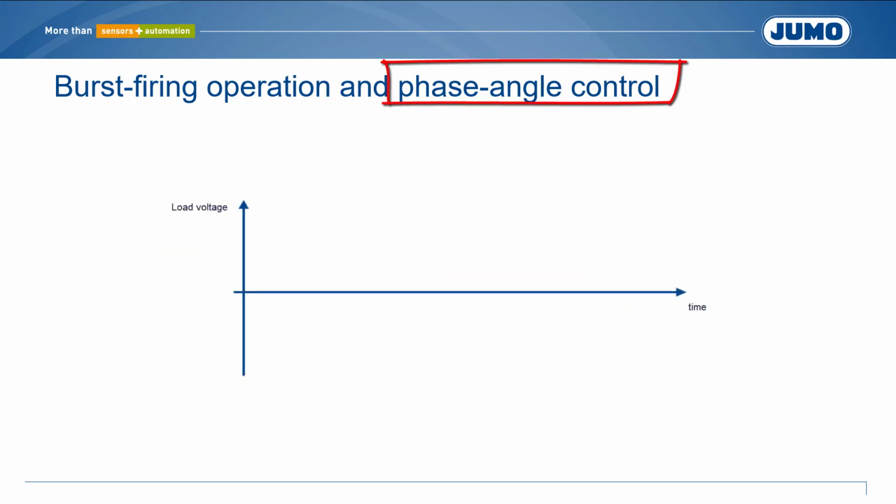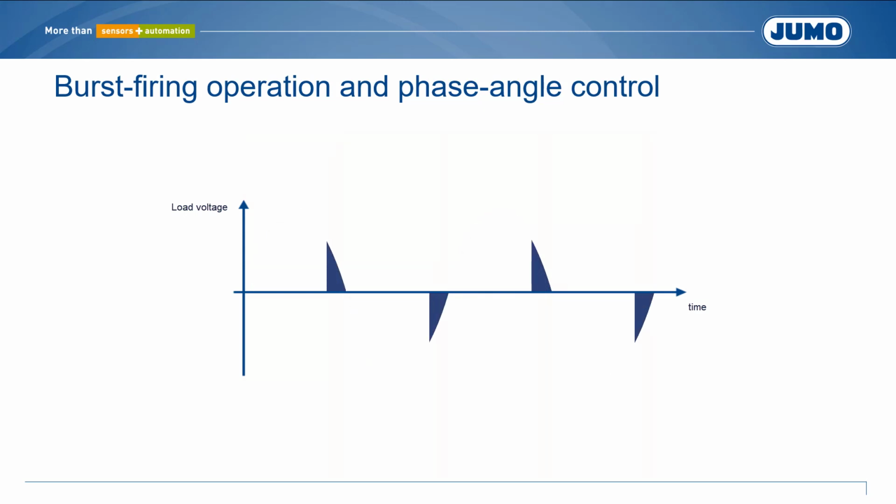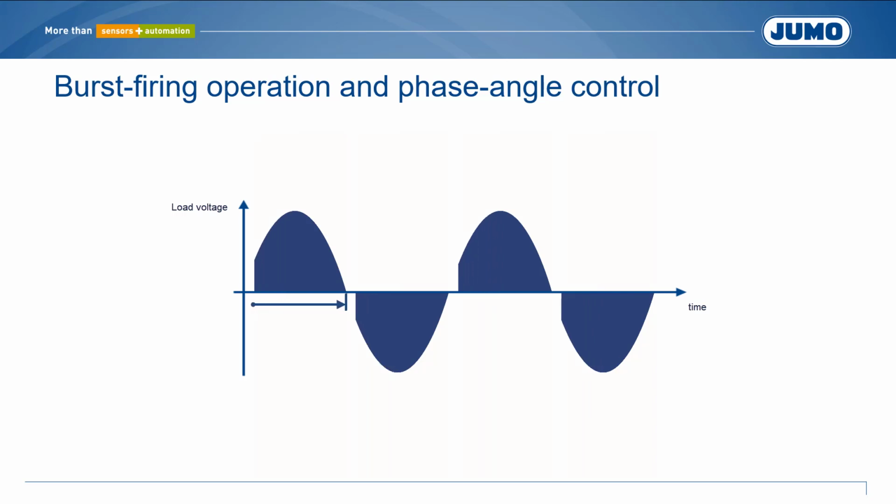In phase angle control, only parts of each mains voltage half wave are switched through. The angle from ignition of the thyristor to zero crossing is called phase angle phi. The phase angle phi increases with higher required power. The angle can vary from 0° electrical at no required power to 180° electrical at maximum power.